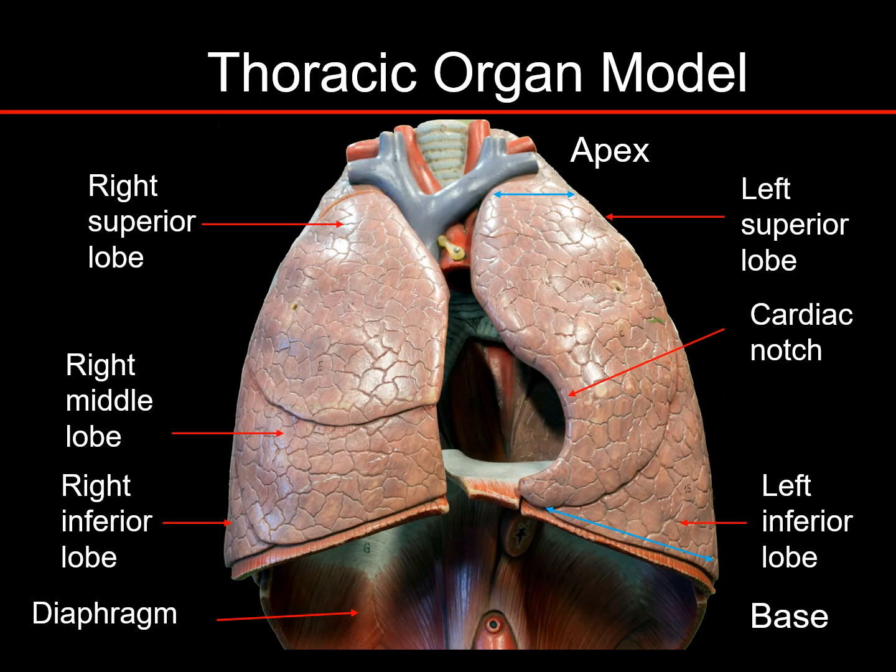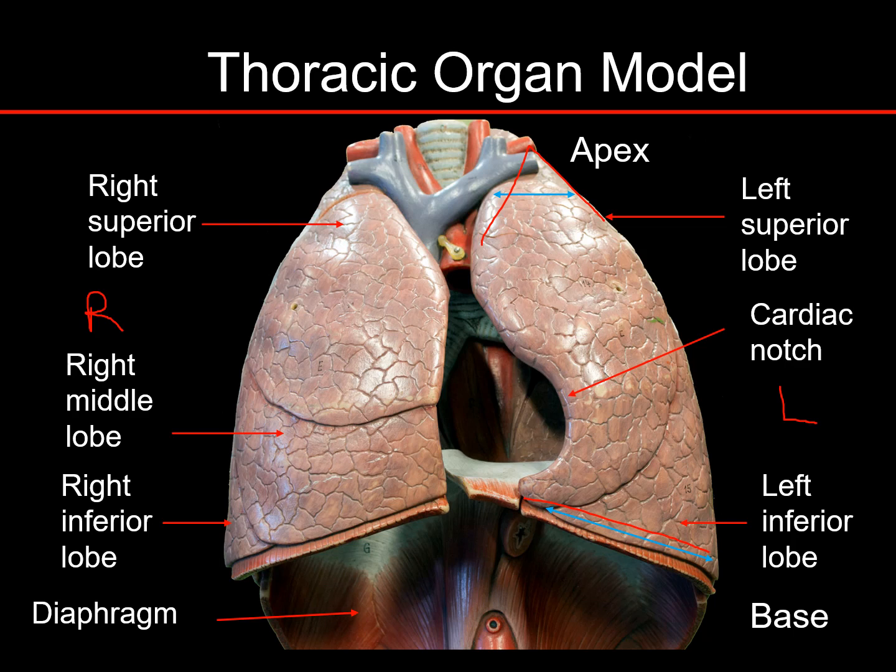So let's look at our model. Again, the top of the lung is going to be the apex. It comes to a point, and then the base is going to be the bottom of the lung. If we're looking at the anterior view, this is going to be the left side, this is going to be the right side, because remember, we're talking about the lungs as if they are our lungs, not the view that you're looking at for right and left.